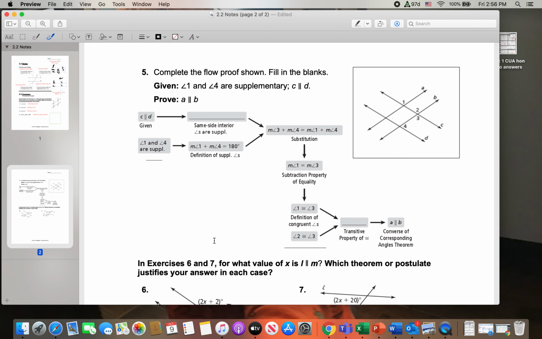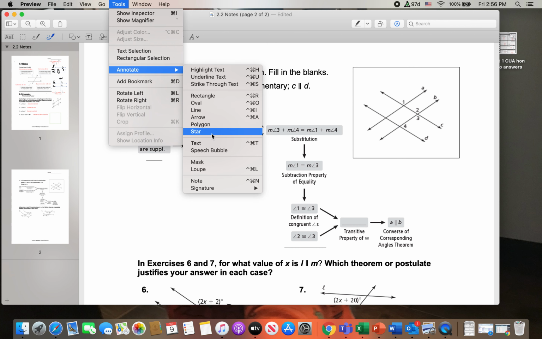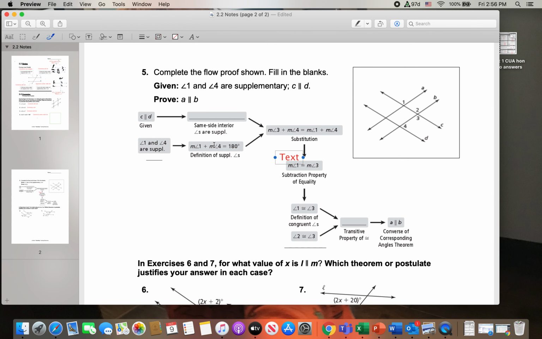Complete the flow proof shown below. Proofs, your favorite, right? Fill in the blanks. They give you that angle 1 and angle 4 are supplementary, and that C is parallel to D. Here says C is parallel to D, and it tells you it's given. Here's the other one. Angle 1 and angle 4 supplementary. That is also given, isn't it?